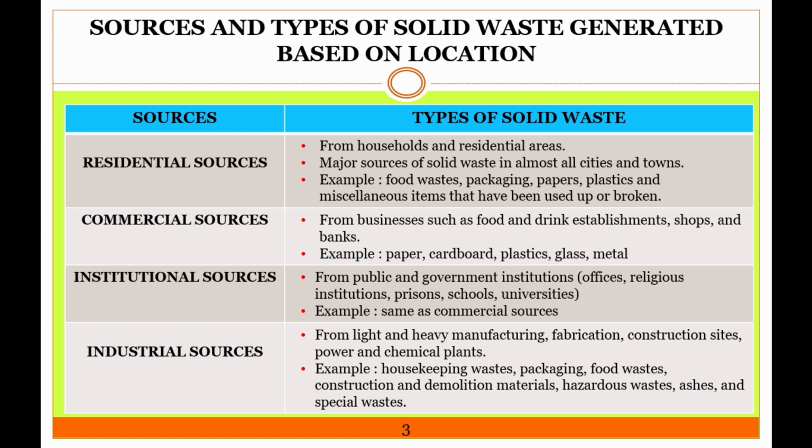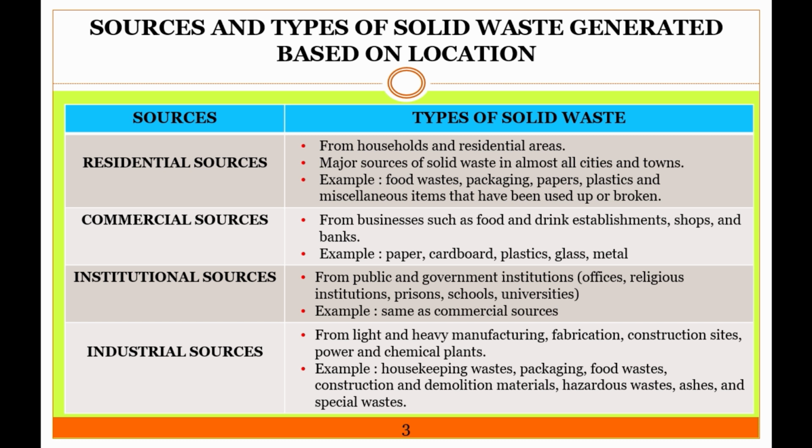Next are the commercial sources, which basically come from businesses such as food and drink establishments, shops, and banks. The types of solid waste produced from this source are paper, cardboard, plastics, glass, metal, and many more. Institutional sources are also one of the sources that produce a lot of waste, which come from public and government institutions such as offices, religious institutions, prisons, schools, and universities. Basically, the types of solid waste produced are the same as the commercial sources.